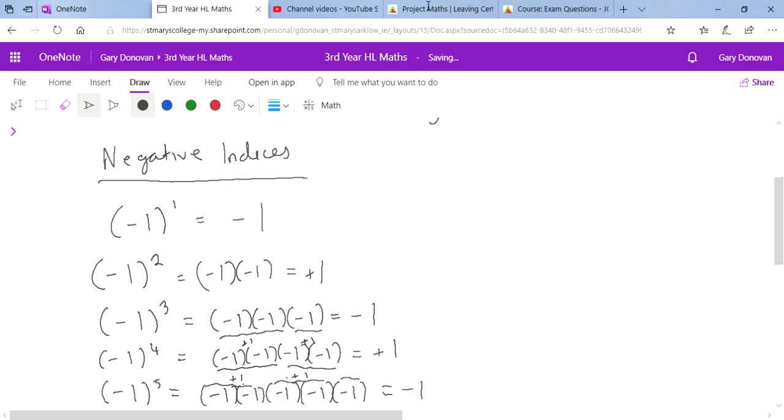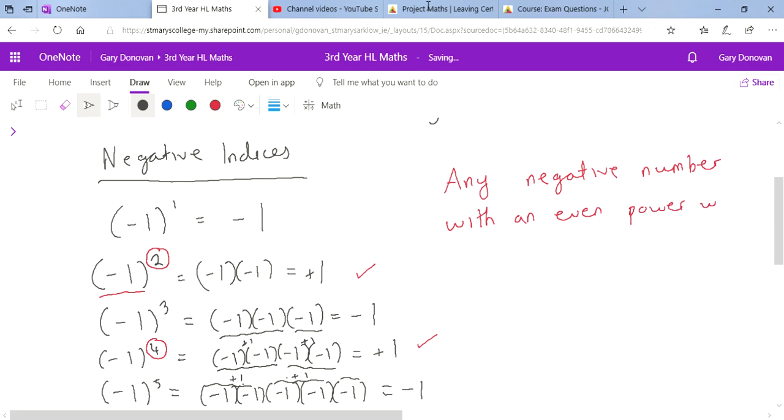So the reason I'm doing this is to show you a pattern. And the pattern I'm showing you is that if you have a negative indice, and that negative indice is put to a power that is even, so for example 2 or 4, you will get a positive answer. So any negative number with an even power will be positive. And that's the rule that you need to remember.